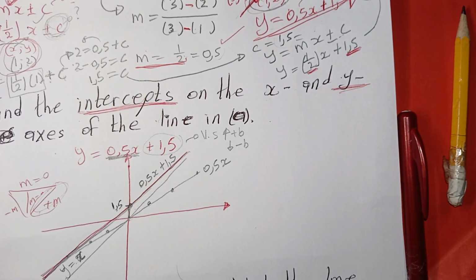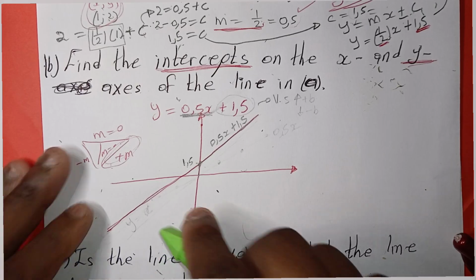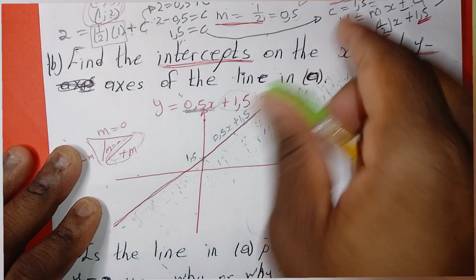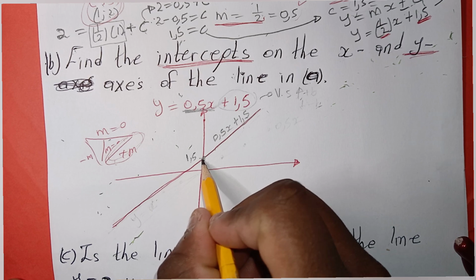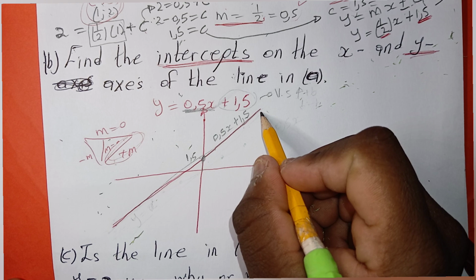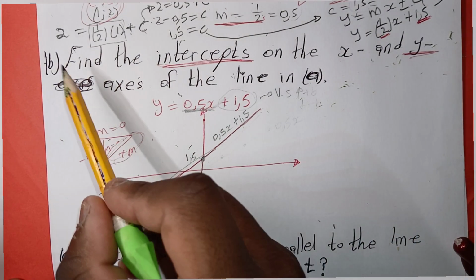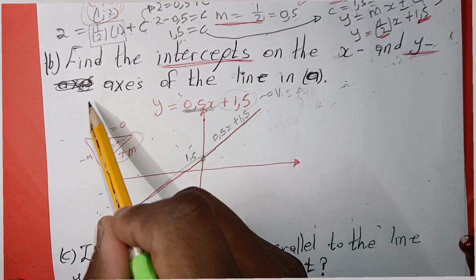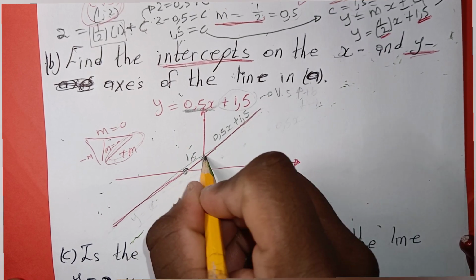So now let me erase this. Again, you can erase it and leave the graph that you want to draw. Do you see here? It is the y-intercept, and the graph has a positive gradient. As you can see, the question needs us to find the intercepts on the x and y axis of the line. It needs where the line intersects.